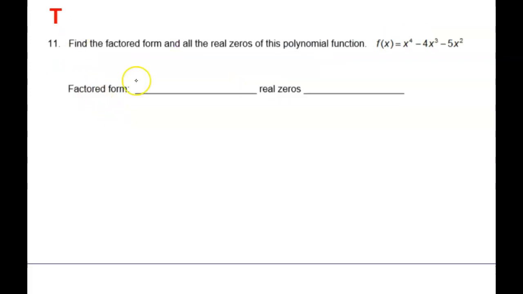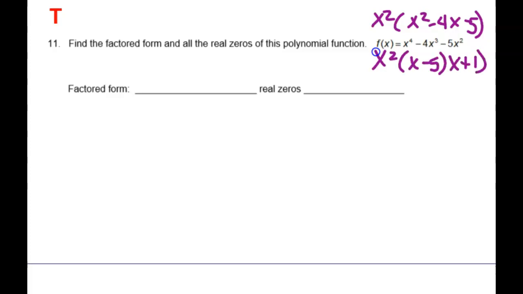This one says, find the factored form and list all the real zeros. Please always look for a common factor. What can I take out of this? An x squared. When I take an x squared out, I will have x squared minus 4x minus 5. Then that factors into x minus 5 and x plus 1. So the completely factored form, don't lose any of those factors.